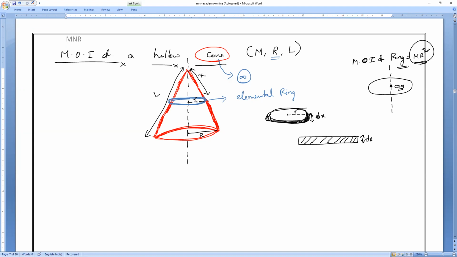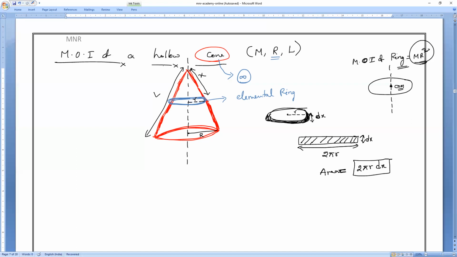It is a circle, 2-dimensional. This total length will become how much? It will become 2 pi r. So the area of that particular ring equals 2 pi r into what? dx. That is what you have to remember.